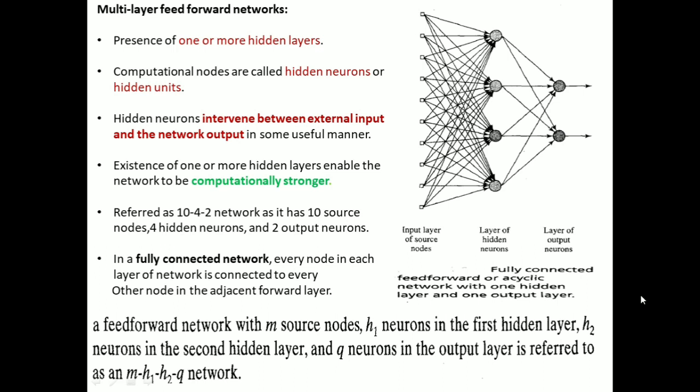Generally, a feed forward network with m source nodes, H1 neurons in the first layer, H2 neurons in the second layer, and Q neurons in the output layer is referred to as an m-H1-H2-Q network. So, this is all about multi-layer feed-forward networks.